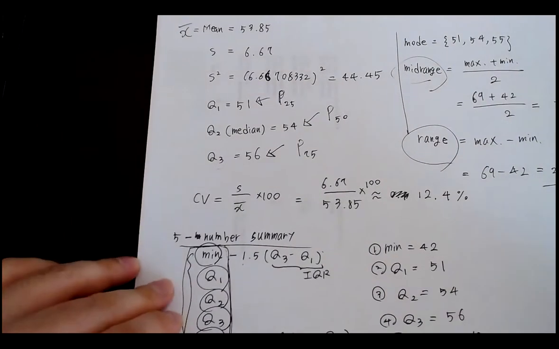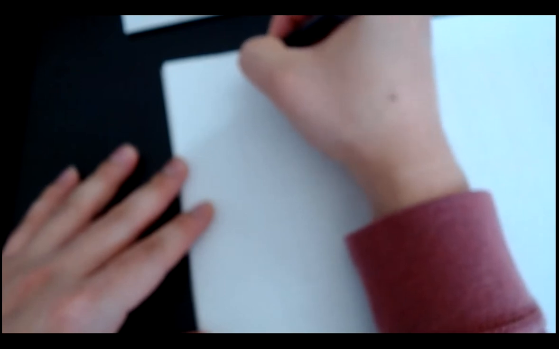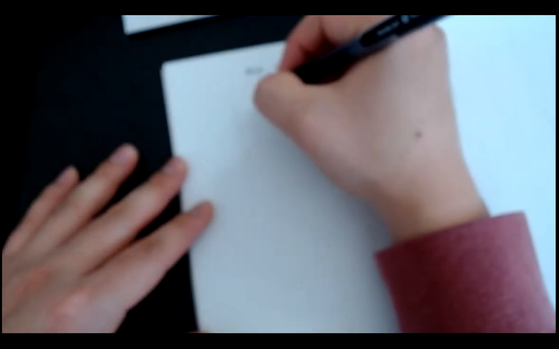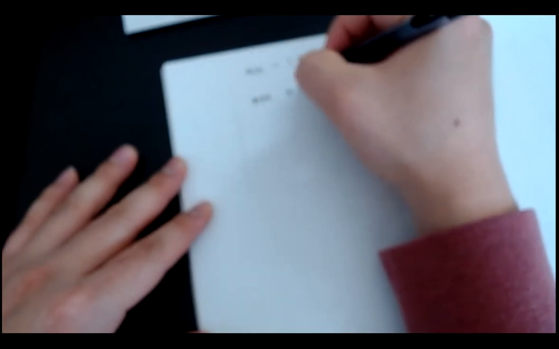Next question is this: is 69 an outlier, is 42 an outlier? So we figure out first. We need to figure out the minimum minus 1.5 times IQR, where IQR is Q3 minus Q1. Okay, and then we need to figure out the maximum plus 1.5 times IQR. Okay, so then the minimum is 40.